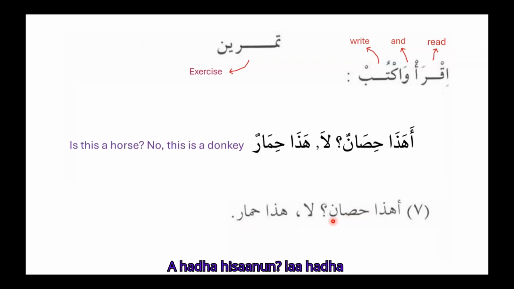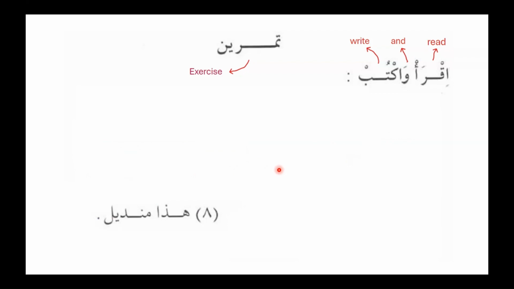أهذا حصان؟ لا، هذا حمار. This means, is this a horse? No, this is a donkey. Now, this sentence.